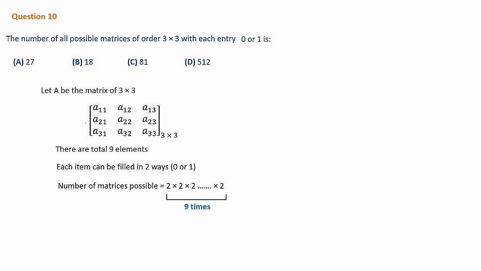So 2 into 2 into 2, 9 times, is 2 power 9. 2 power 9 is not given here, so we have to find the value. 2 power 9 is 512. So 512 possible matrices we can make, of order 3 by 3, having elements 0 or 1.